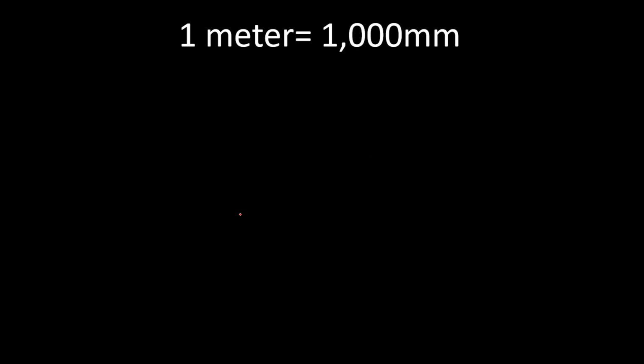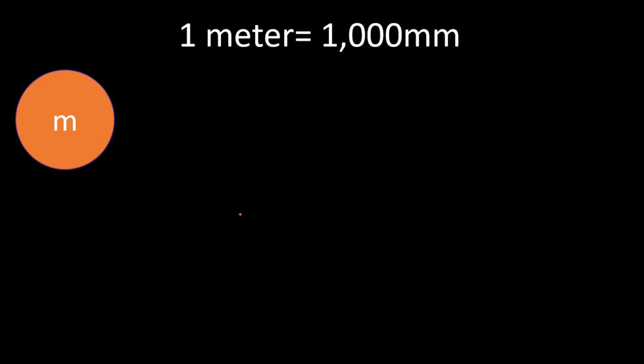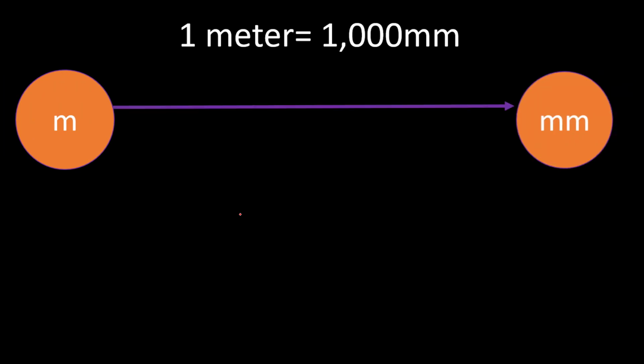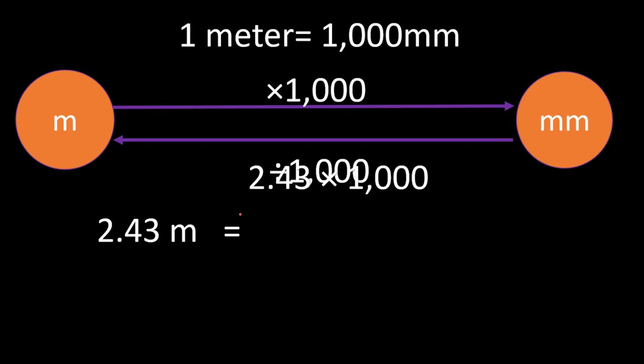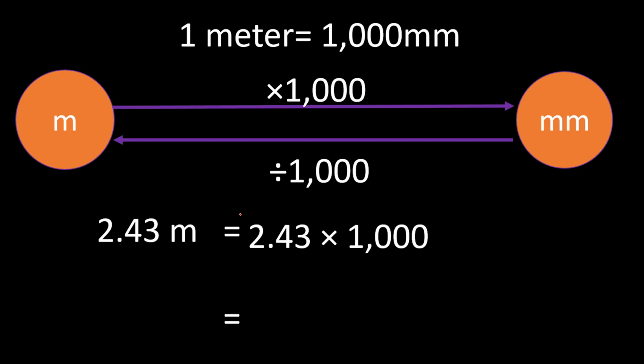1 meter equals 1000 millimeter. It's a very important relation. To convert from meter to millimeter, just we have here to multiply by 1000, and we can divide by 1000 to convert from millimeter to meter. 2.43 meter equals what? Millimeter. Multiplying by 1000, move the decimal point to the right, so we have to put 0, so it will be 2,430 millimeter.